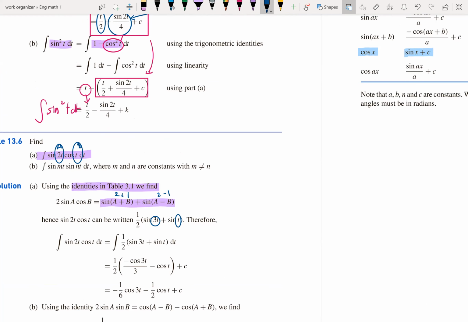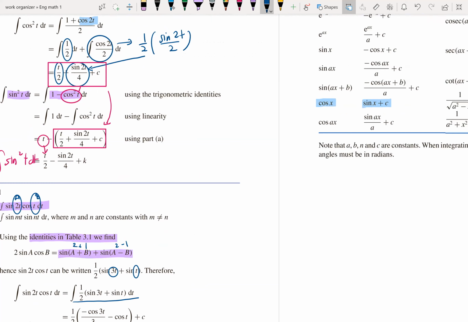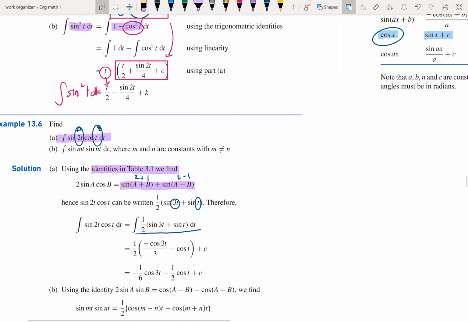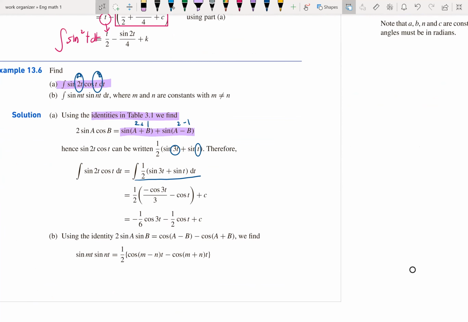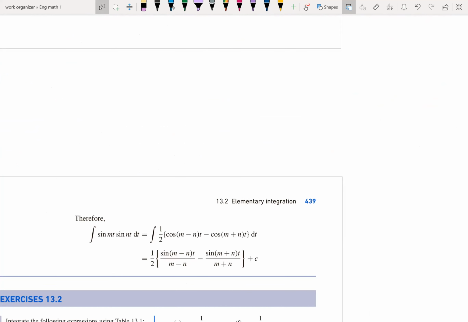So plug that in, and after that we can integrate it, because there will be sin 3t here and cos 3t here. Just use the formula. So that's it. The tip is, if you cannot find the trigonometric function in the table, just use the trigonometric identity.